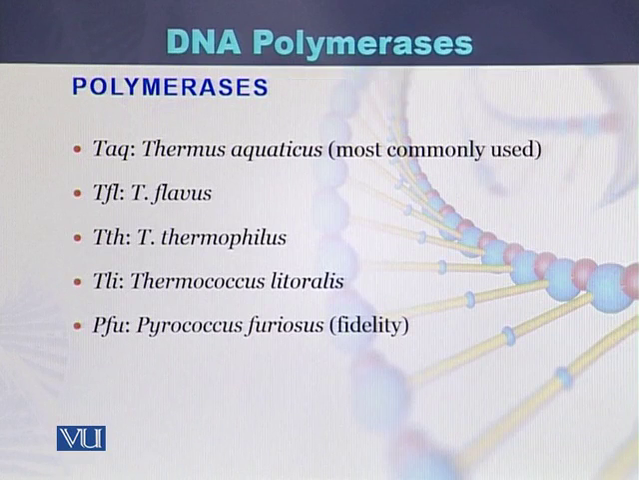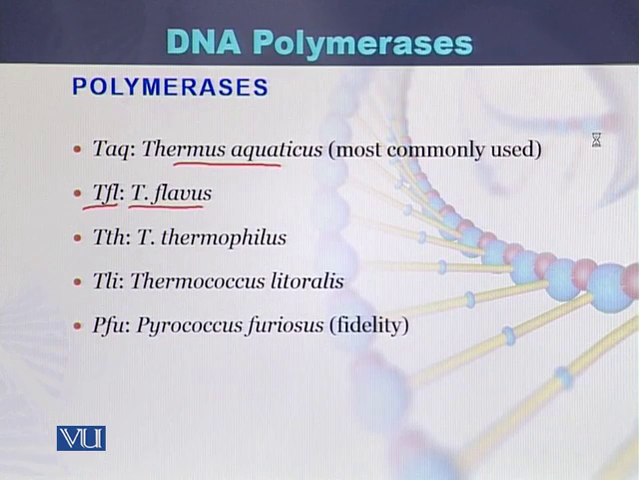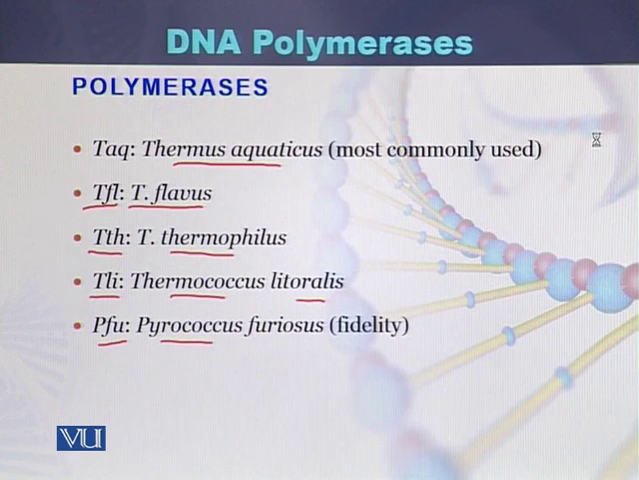Common polymerases and their origin: Taq polymerase was purified for the first time from Thermus aquaticus, then TFL, that is Thermus flavus, then TTH, Thermus thermophilus, TLI, Thermococcus litoralis, and PFU, that is from Pyrococcus furiosus. So these are common polymerases and the sources from which they were purified.